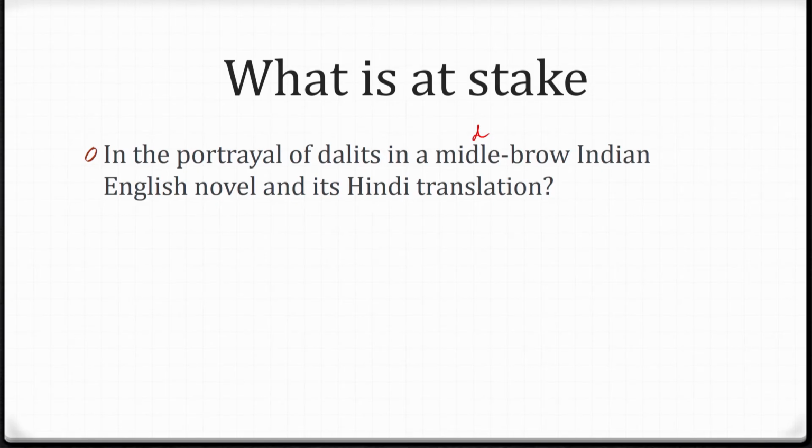So there is this Indian English novel which talks about caste, though not centrally, and it's not as if it is endorsing the Dalits being looked down upon by the middle class. But at the same time Sadana is asking this question: what is at stake in the portrayal of Dalits in a middle-brow Indian English novel and its Hindi translation? Here we are even beginning to wonder whether some of the things that Rushdie said in his introduction are beginning to sound true at certain levels.